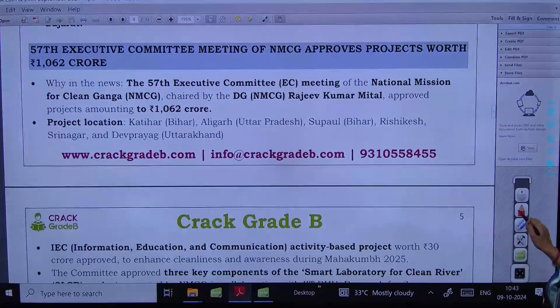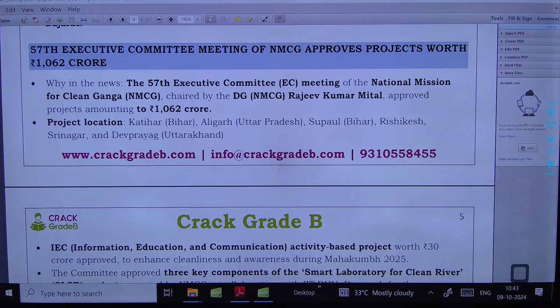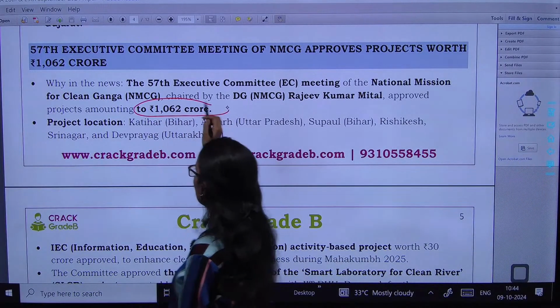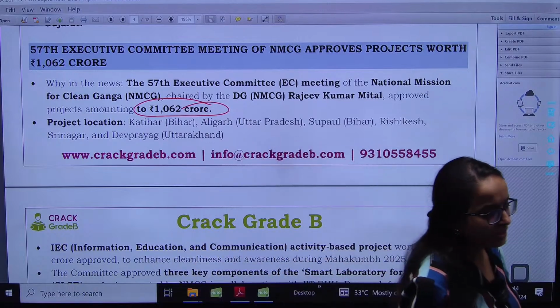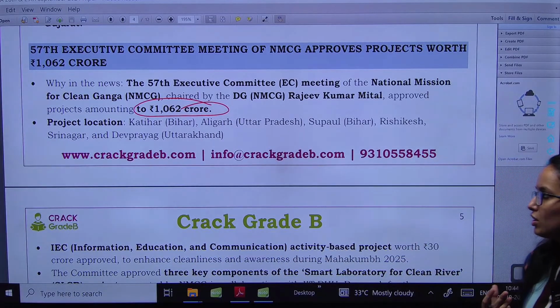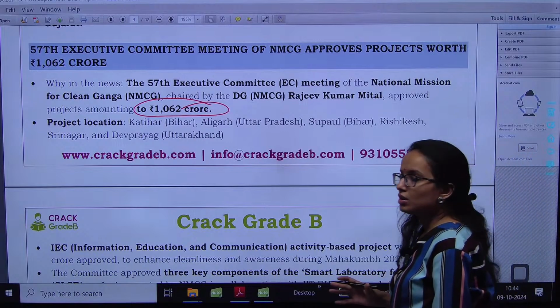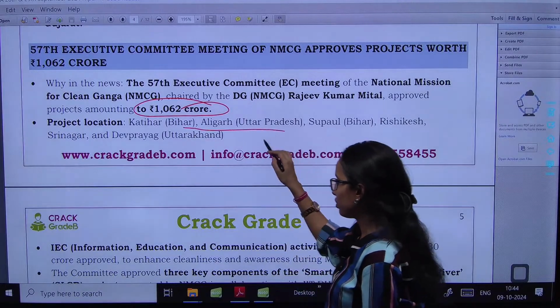Next, which we have in the series is the 57th Executive Committee meeting of the National Mission for Clean Ganga, chaired by the DG of NMCG, Rajiv Kumar Mittal, which has approved projects amounting to 1062 crores. So these projects have been approved under the overall mission of Clean Ganga, right? Remember these project locations.